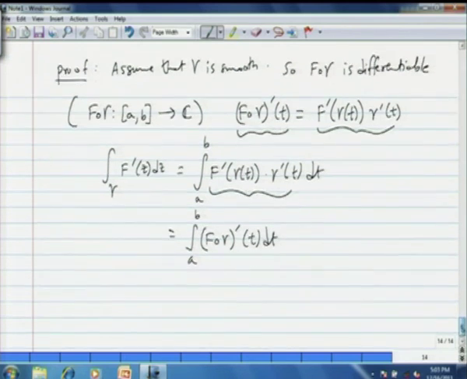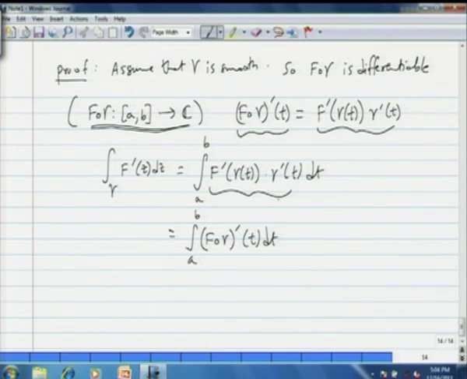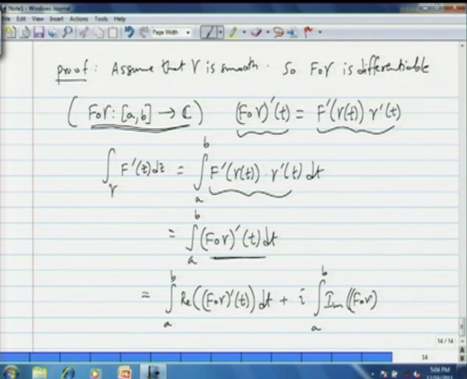Okay. So, f circle gamma is a function from the interval a b to C and it is differentiable. Okay. So, the derivative is continuous as well. So, the derivative function here is being integrated. Okay, and we define this kind of integral to be the integration of the real part of this function f circle gamma prime of t, which is a continuous function, dt, plus i times the integration from a to b of the imaginary part of f circle gamma prime of t dt. That is the definition of an integral of this kind.